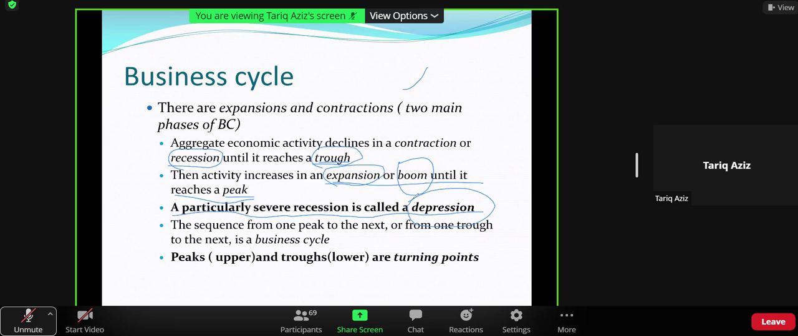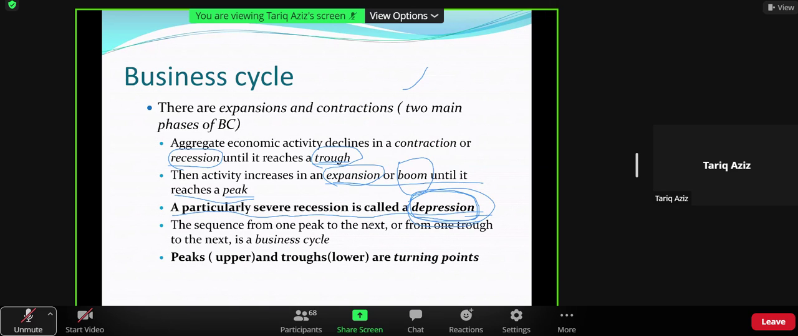When the situation is very severe, the contraction in the economic activity is very severe, that situation is also known as depression. So depression is severe recession. Normally, if economic activities are reducing, but the magnitude at which they are decreasing is not very large, in that case, we generally term that situation as economic recession. But when this recession is severe, the word depression is used.